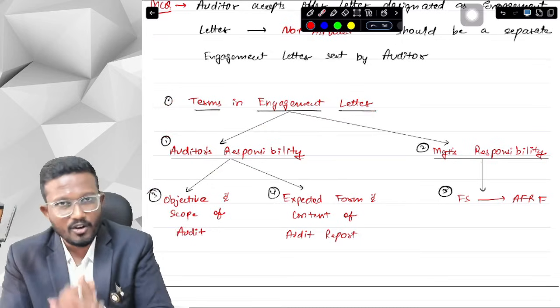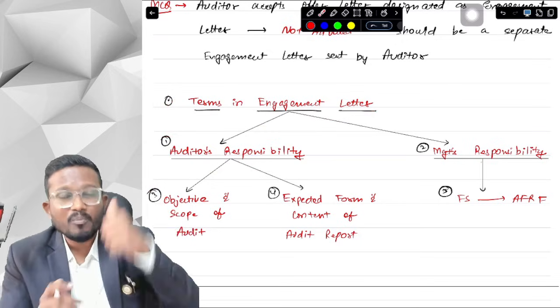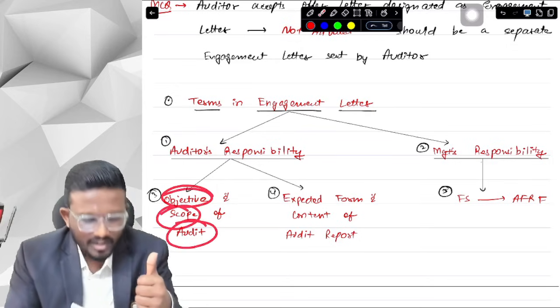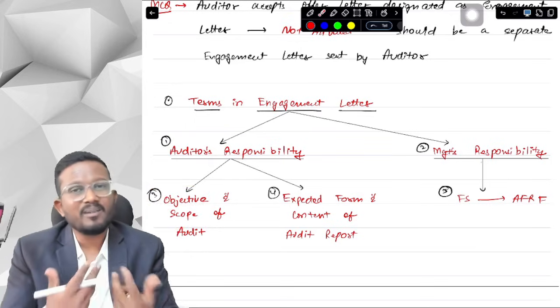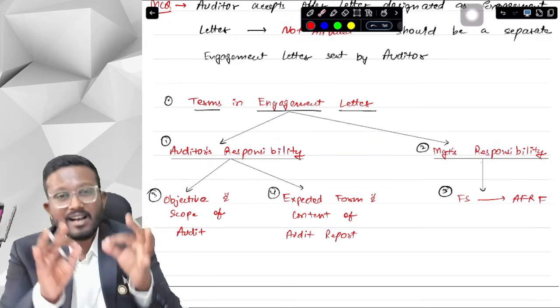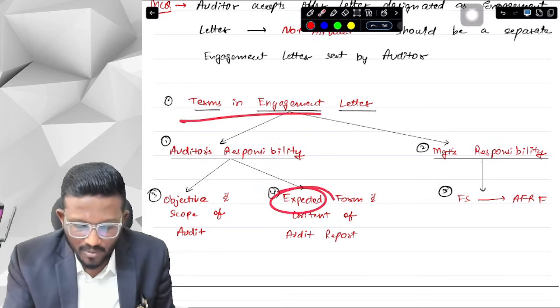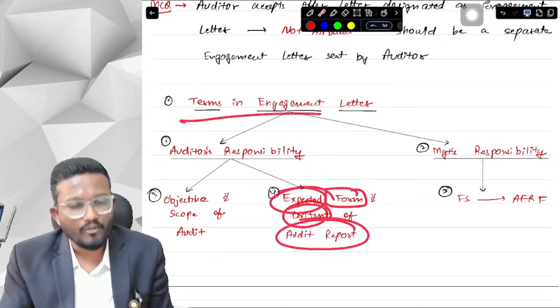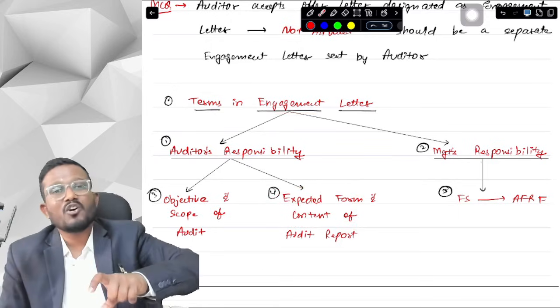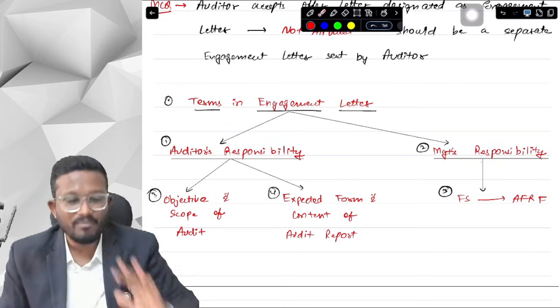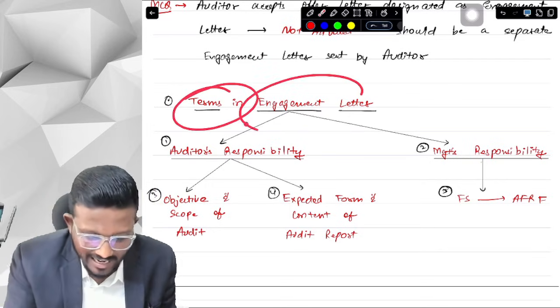What is the responsibility of the auditor? To state the objective and scope of the audit. What is the objective and what is the scope of the audit? And secondly, about the report, that we need to issue a report. So the terms of the engagement letter mention the expected form and content of the audit report. What will be the expected format of the audit report? What will be the exact contents of the audit report? We normally provide these beforehand in the terms of the audit engagement letter.